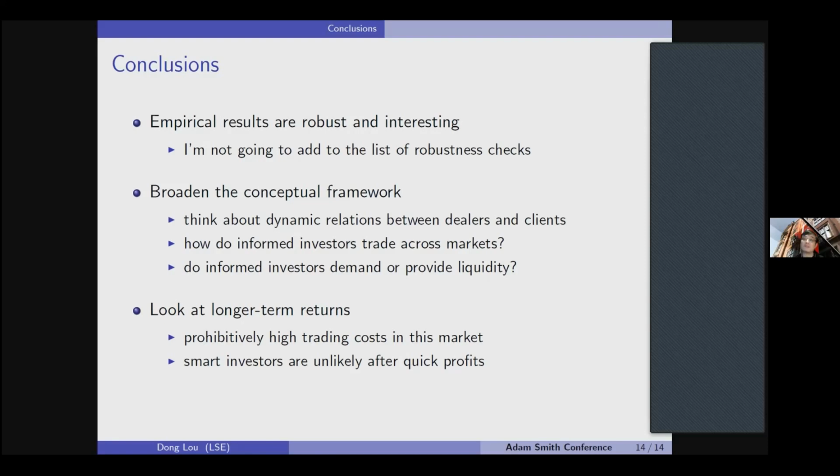Remember, this is an OTC market. It's a repeated game. The dealers learn a lot about their clients through those repeated transactions. Number two, how do informed dealers trade across markets? When you think about hedge funds and mutual funds, they don't just focus on corporate bond markets. They look at CDS, they look at stocks, they look at derivatives. How do they trade all those things? And number three, do informed investors demand or provide liquidity?